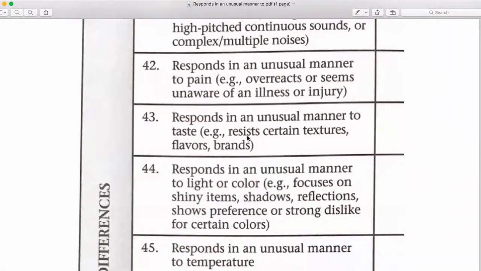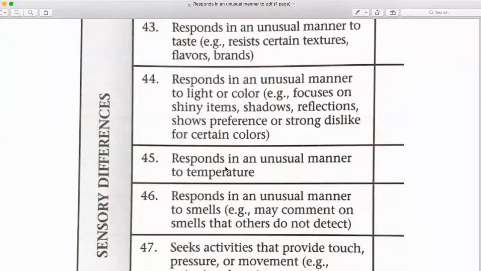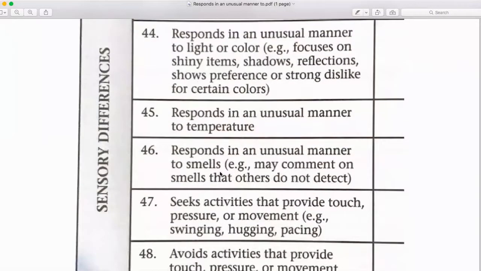Do they respond in an unusual manner to taste? For example, do they resist certain textures, flavors, and brands? Do they respond in an unusual manner to light or color? So, for example, are they focused on shiny items, shadows, reflections, shows preference or strong dislikes for certain colors? Do they respond in an unusual manner to temperature? Do they respond in an unusual manner to smell? So, for example, they may comment on smells that others do not detect.